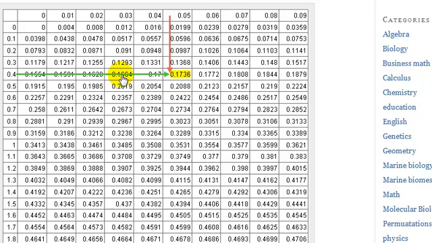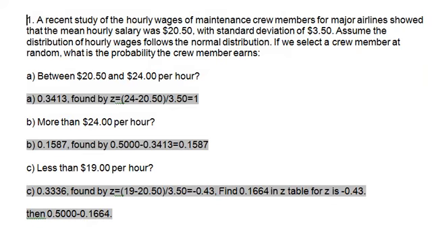It's here, 0.1664 in the z-table. And this 0.1664 is the area for the salary more than 19 and less than 24.